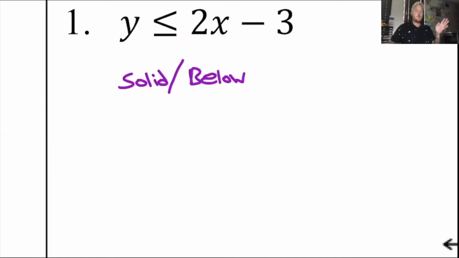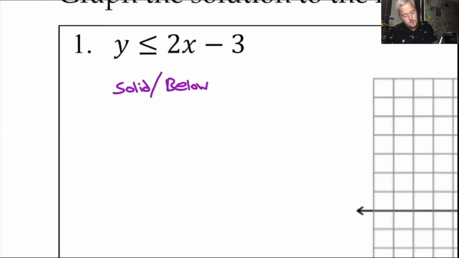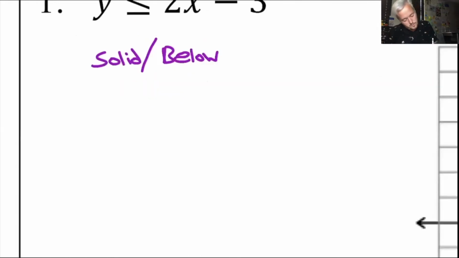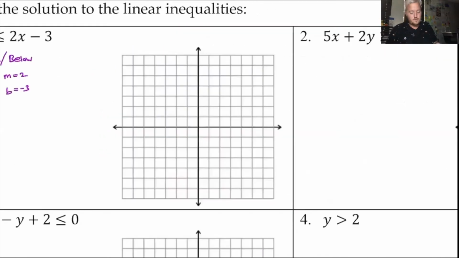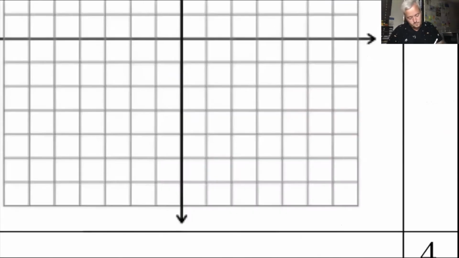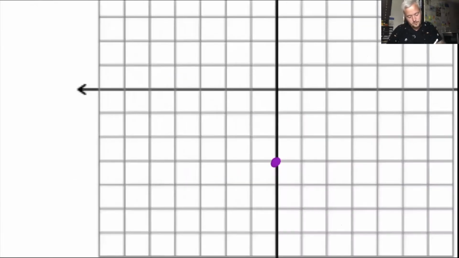So I'm still going to do like the open or closed slash left or right. But instead of open or closed, now it's going to be solid or dashed. And instead of left or right, now it's going to be above or below. So now you want to graph. So I have a slope of 2 and a b value of -3. So I'm going to start at -3 and then apply my slope. So up 2, right 1, up 2, right 1, up 2, right 1.